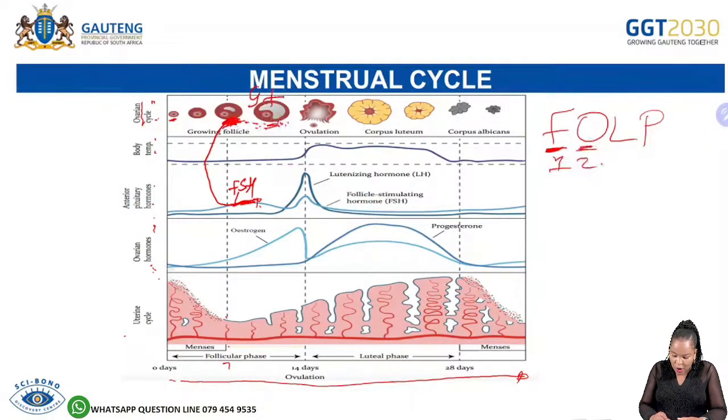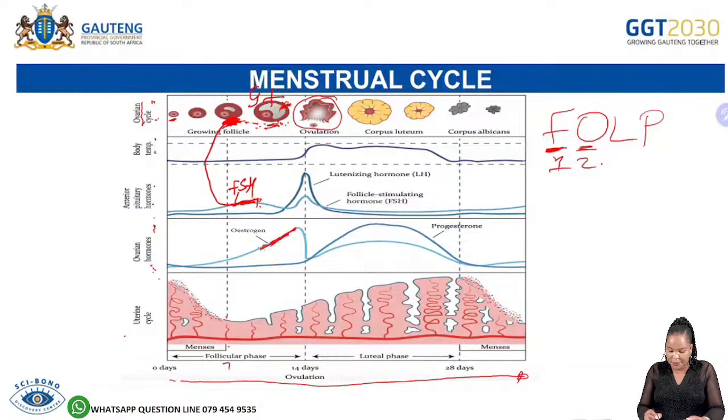We go now to our graph. We start seeing the level of estrogen going up. Why is it going up? It is because now the follicles have developed and they are secreting more estrogen. So this estrogen keeps on going up. Then what's going to happen on day 14?